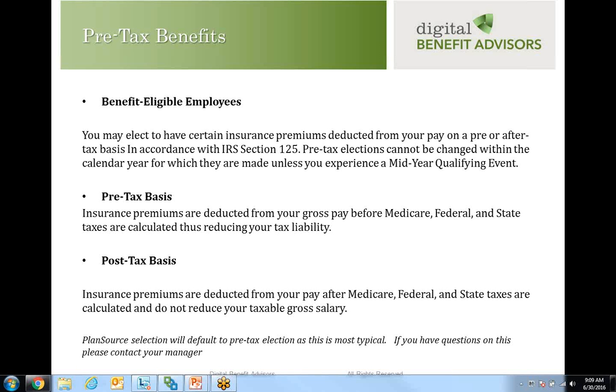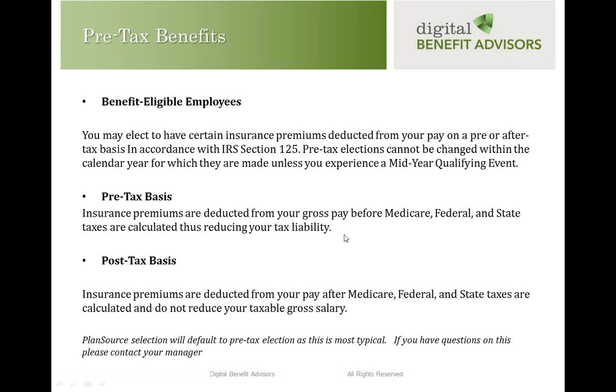I don't see this very often, but you do have that option available to you. But just keep in mind, your insurance premiums are deducted from your pay after taxes, so it doesn't reduce your overall tax liability. But if you have any questions on this, please contact your manager, and we can help you get through that question and see if that is an option that you need to consider. But again, 9 times out of 10, you're going to go with the pre-tax.